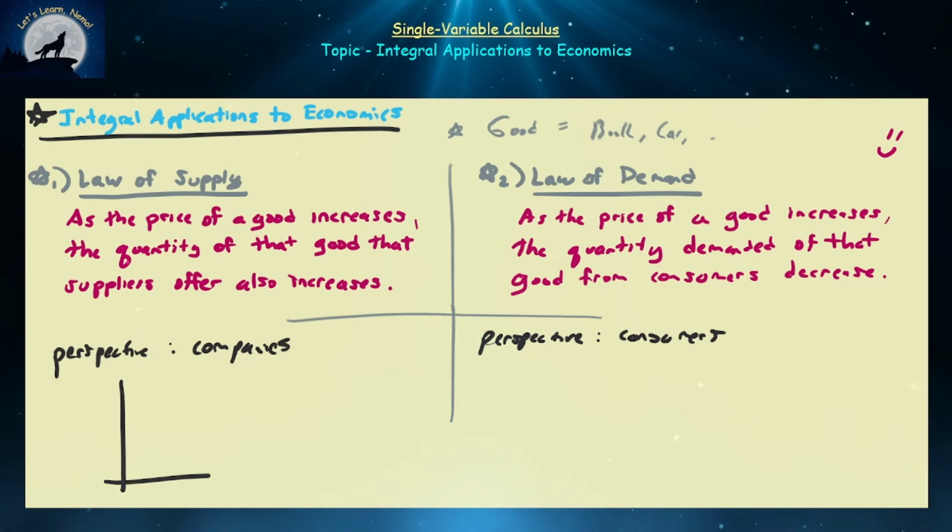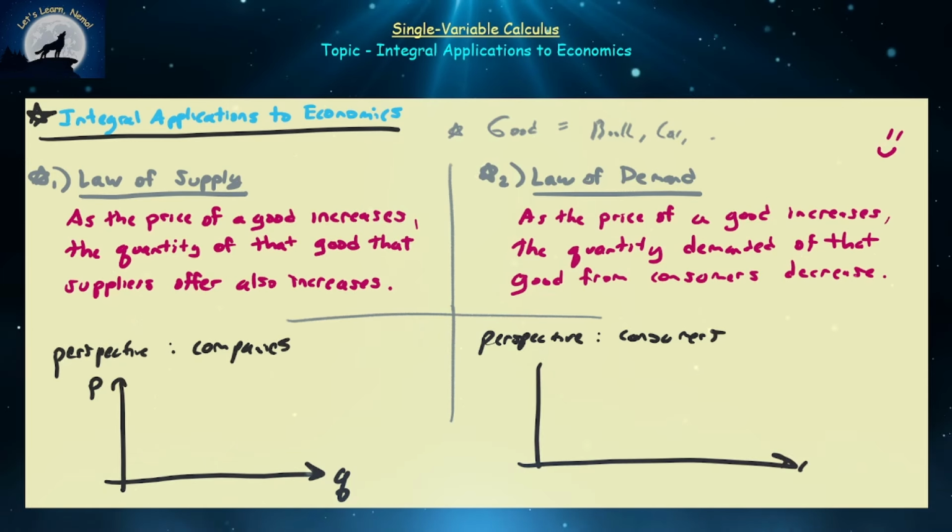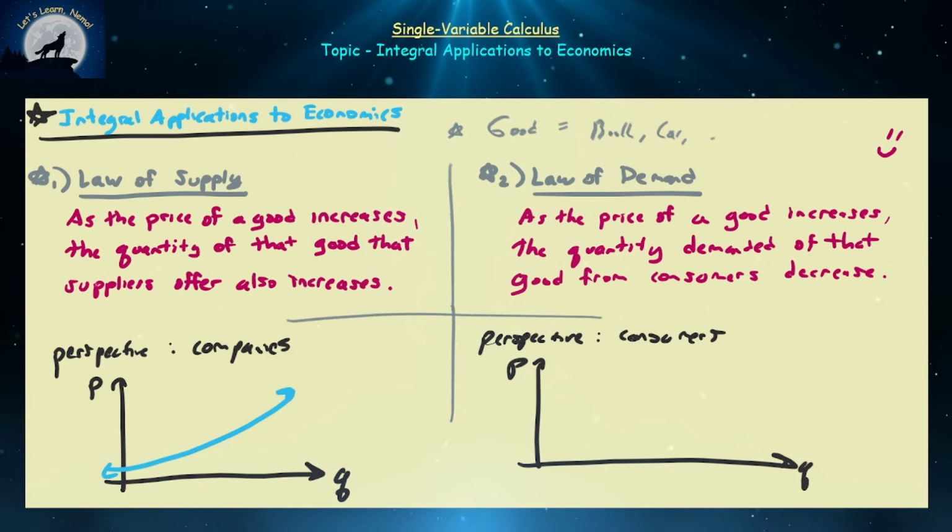So if we think of this from the graphical perspective, on the horizontal axis, we're going to have quantity, and on the vertical axis, we're going to have price. And the same thing over here, we're going to have quantity on the horizontal and price on the vertical. So as price increases, quantity is also going to increase, for which we're going to supply from the company perspective. So the supply curve is usually going to be increasing. That is, as we go from left to right, we're going to be increasing.